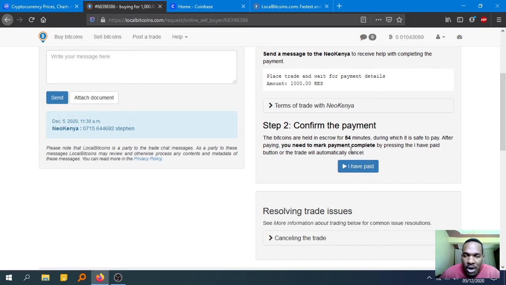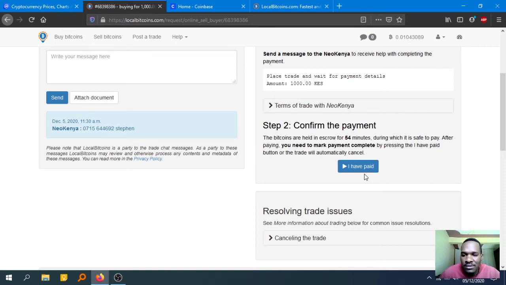If you pay outside these minutes, for instance, for me, if I pay after 1 hour, I can lose this money because the bitcoins have not been held in escrow. Escrow basically means that the money is no longer with that person you have purchased the bitcoins from. The bitcoins are not with that person but with the system, and the system is holding those bitcoins so that it can give to the person who deserves it, and the person who deserves it is the person who owns it or who has paid for it.